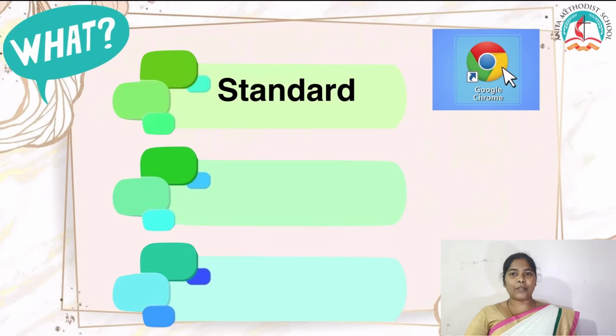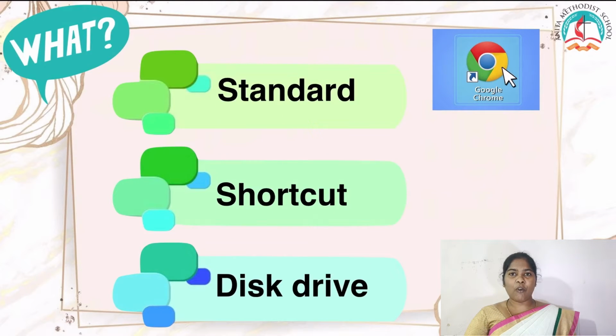There are three types of icons: standard icons, shortcut icons, and disk drive icons. Standard icons are the applications available by default on the screen. A shortcut icon has an arrow; when you create a shortcut for a particular application and double click it, you will be able to open that application. Disk drive icons are helpful for us to use USB storage devices, etc.